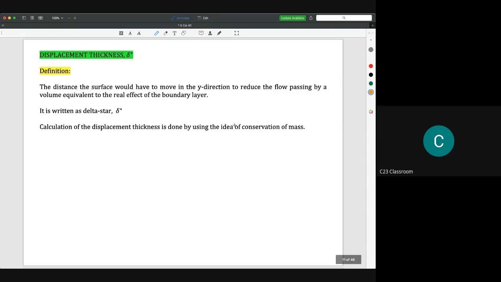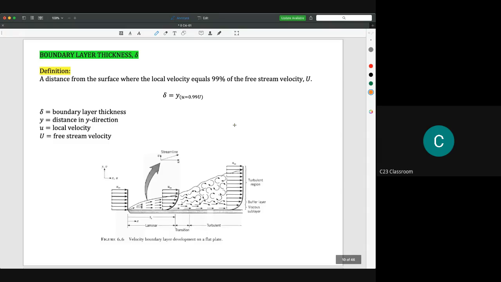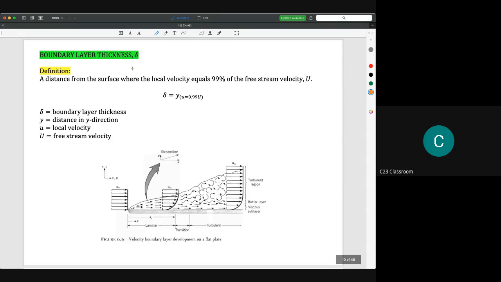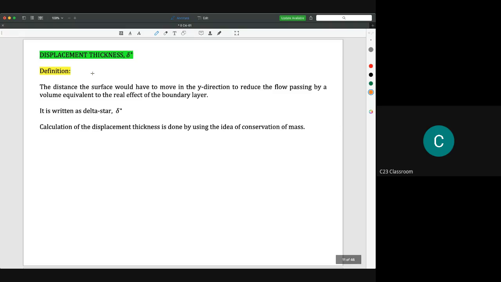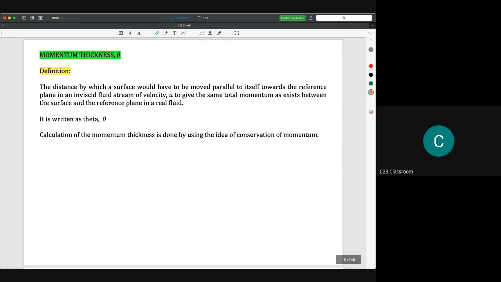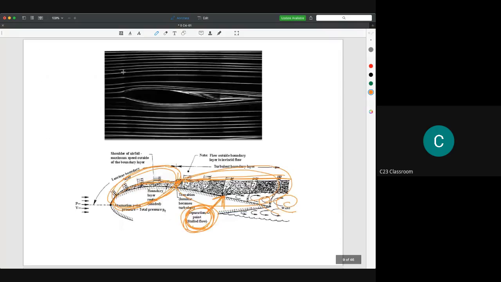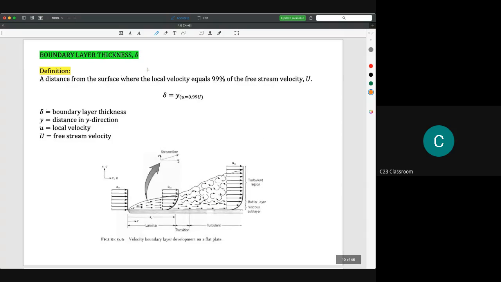So we stop at the boundary layer thickness. This is the last slide for this one. There are three terms that you need to understand. First is the boundary layer thickness, the second one is displacement thickness, and the third one is the momentum thickness. So we go for the first term first, the boundary layer thickness.